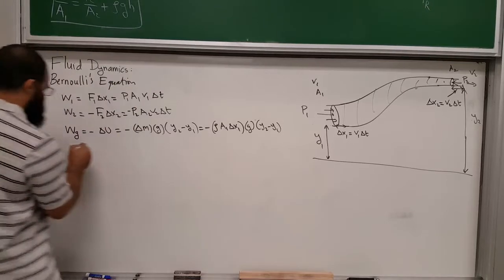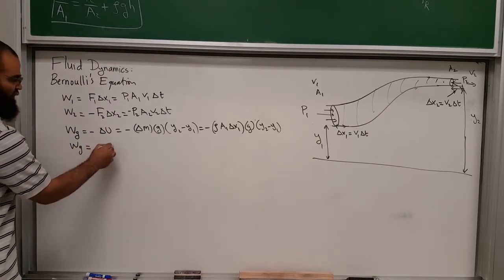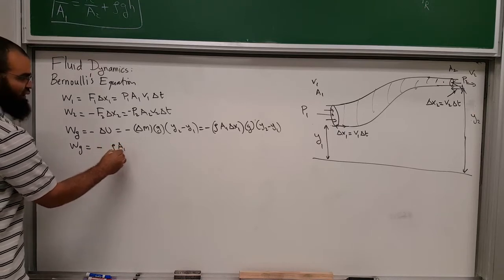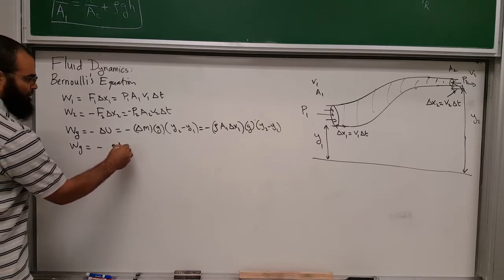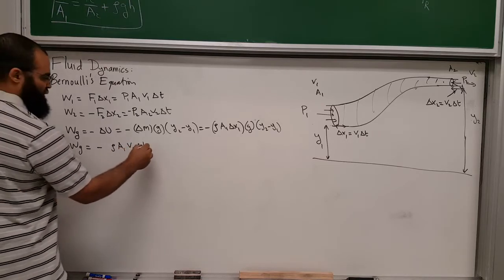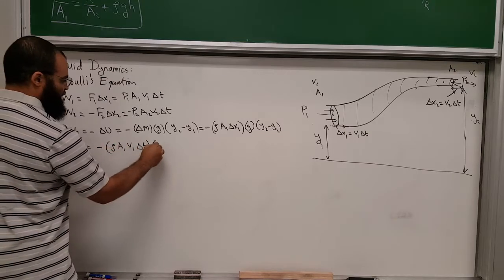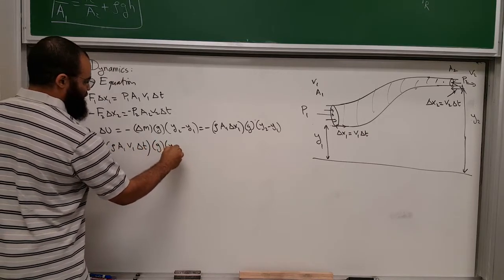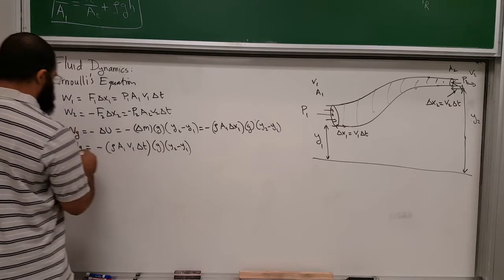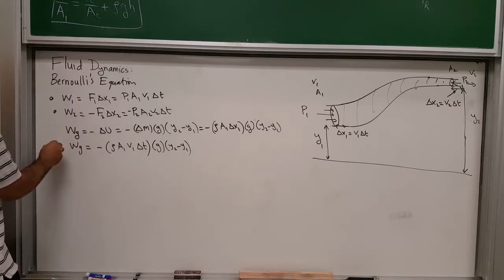Okay, so the work done by gravity will be negative rho A1 V1 delta t, times g, times y2 minus y1. So there is work done by force 1, by force 2, and by gravity.